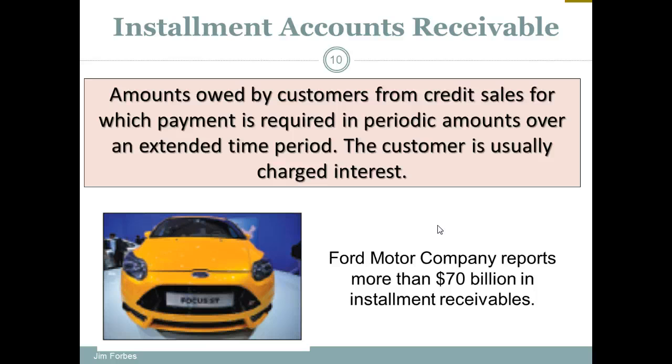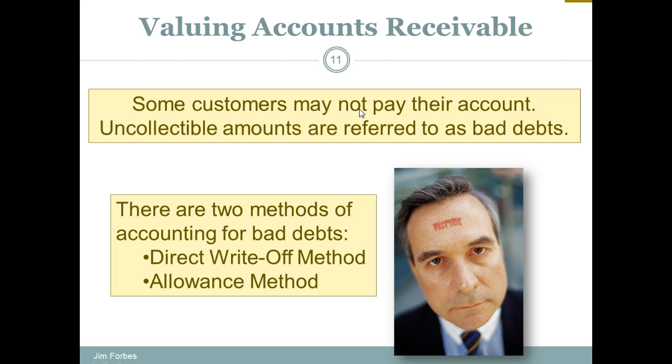Installment accounts receivable. Again, many companies make a sale of equipment and so forth, and people will pay maybe on a monthly basis, and they'll be charged interest. So again, this is one way of recording an installment accounts receivable. Now, I mentioned earlier that the more confusing part is how do you value an accounts receivable, and why would you need to? The reason is because some customers may not have paid their accounts. And so these uncollectible amounts are referred to as bad debt.